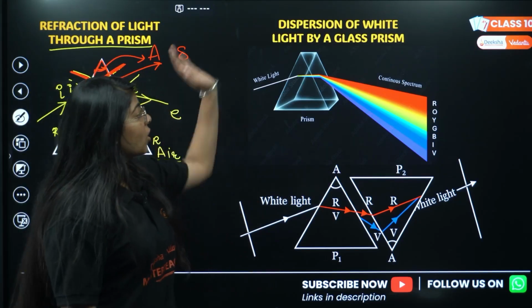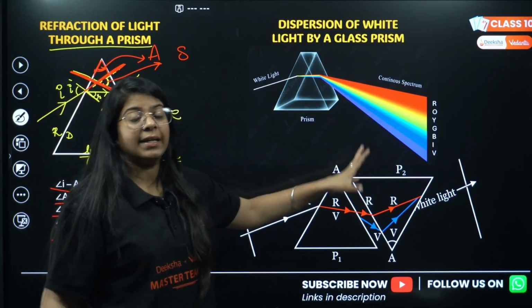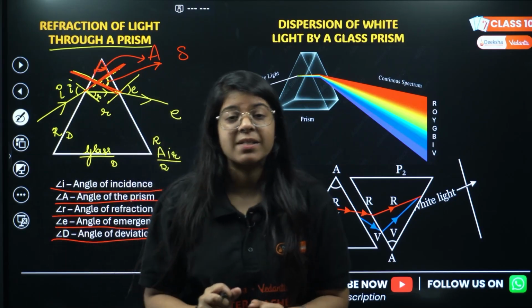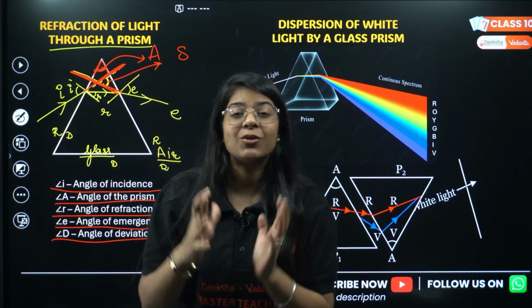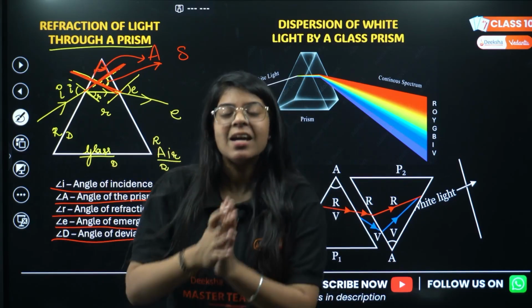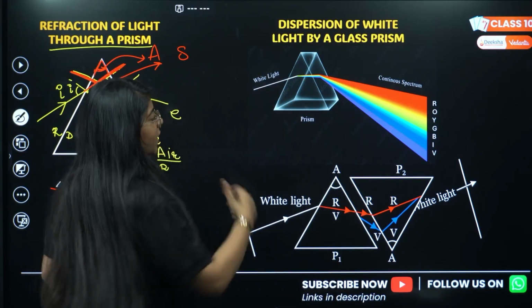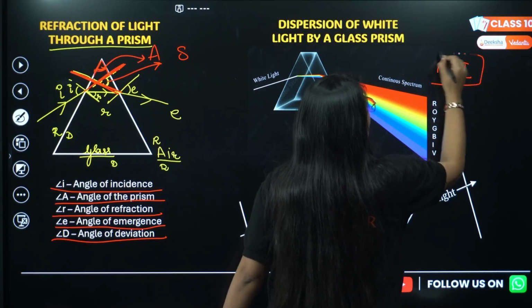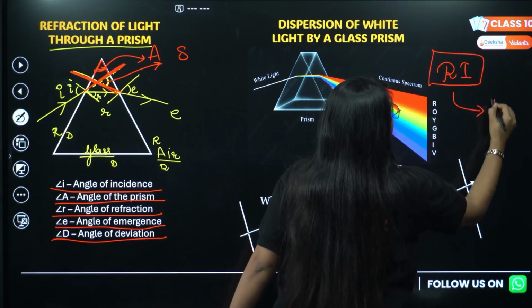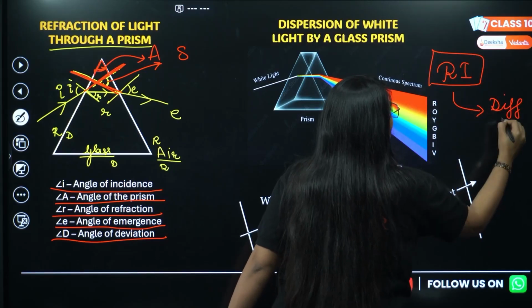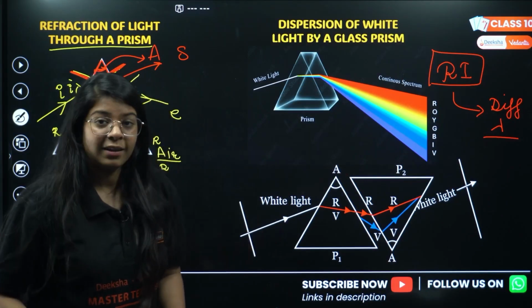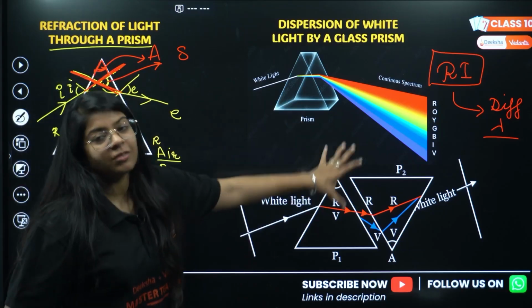Understood? Moving on, we have dispersion of white light. Whenever white light enters a prism, it gets dispersed into 7 constituent colors, that are VIBGYOR. It is based on the property of refractive index and the different wavelengths of all the colors in the white light. Understood? And this is a very cool phenomenon.